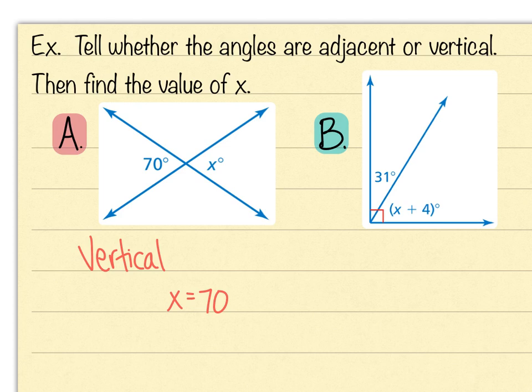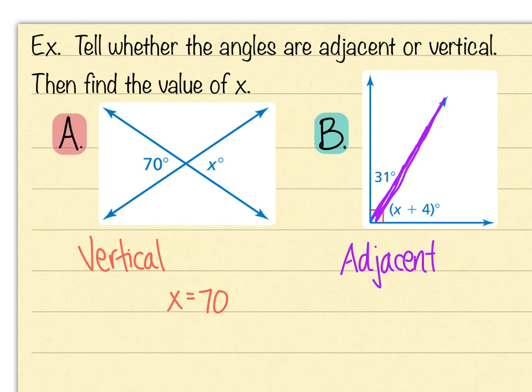In example B, these two angles share a common side. They are not opposite from one another. They are next to one another, and that means they are adjacent angles. They share that common side there. So they are adjacent. And so being adjacent doesn't mean anything special. Just means next to each other. It doesn't mean they're the same size like vertical angles are.